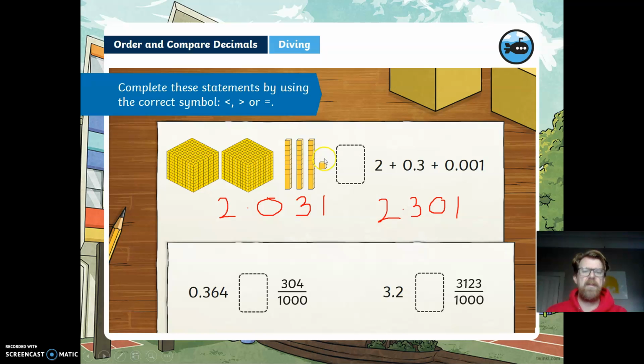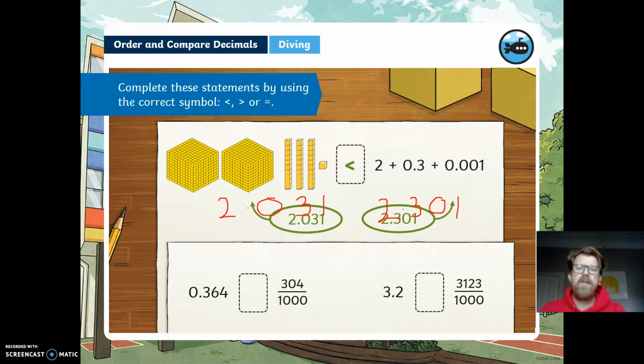And so let's have a look over here. 2.031, 2.31. Yes, there we go. So 2.031 is less than 2.301. Okay, so we can see when we compare it, 2 is the same, and then the next digit is how we're going to measure which is the larger. This has got 0, this has got 3, so this must be the bigger one.